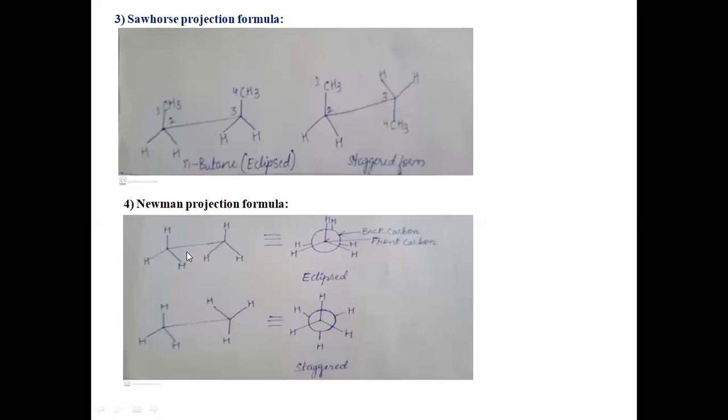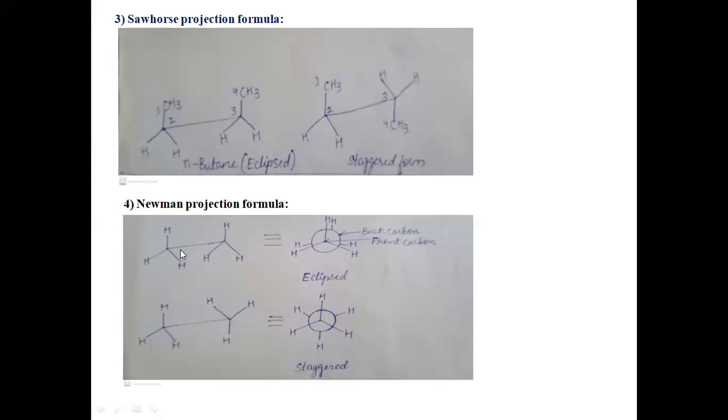So this front carbon is represented by a point, and it is bonded to three different groups represented by lines. Here we have three hydrogen atoms. Represent those three hydrogen atoms, and the three lines should be at an angle of 120 degrees to each other. The next point we have to write is the carbon away from the observer.